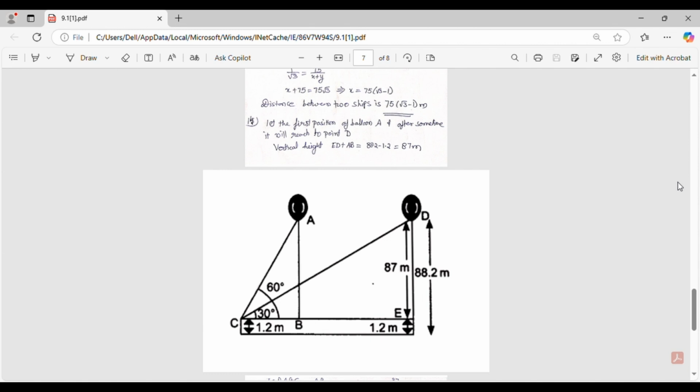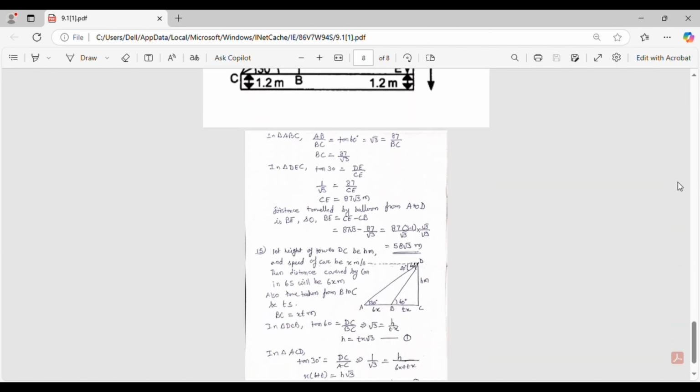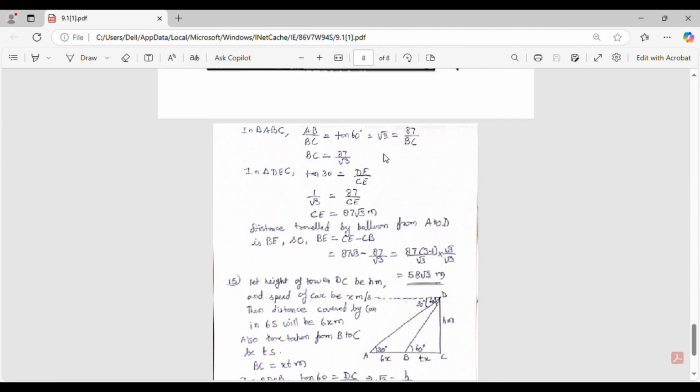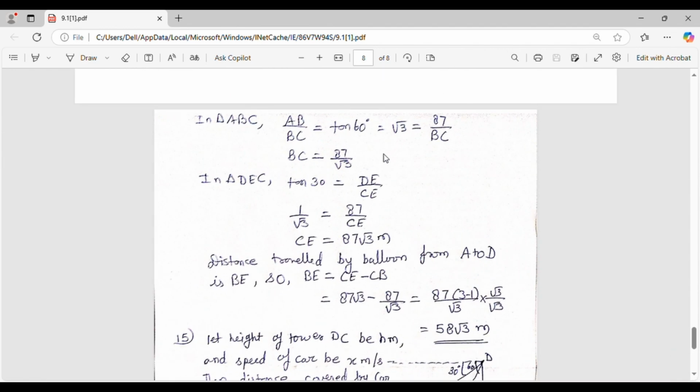Vertical height ED plus AB is 88.2 minus 1.2, it is 87 meters. In triangle ABC, tan 60 is AB upon BC. So root 3 is equal to 87 upon BC. So BC is 87 upon root 3. In triangle DEC, tan 30 is DE upon CE. 1 upon root 3 is equal to 87 upon CE. So CE is 87 root 3 meters.